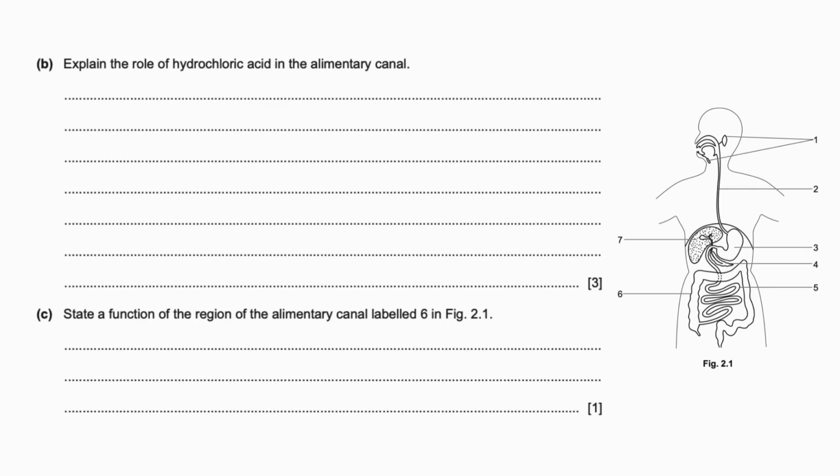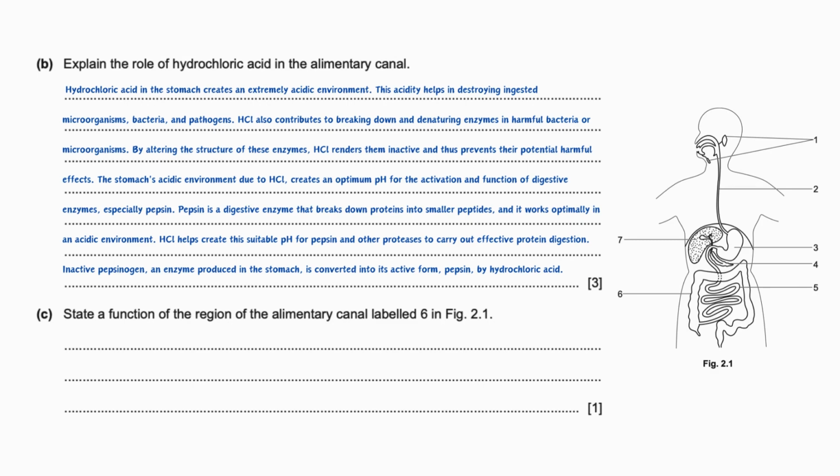Explain the role of hydrochloric acid in the alimentary canal. One of the primary functions of hydrochloric acid in the stomach is to create an extremely acidic environment. This acidity helps in destroying ingested microorganisms, bacteria, and pathogens that might be present in the food. HCl also contributes to breaking down and denaturing enzymes in harmful bacteria or microorganisms present in food. By altering the structure of these enzymes, HCl renders them inactive and thus prevents their potential harmful effects.